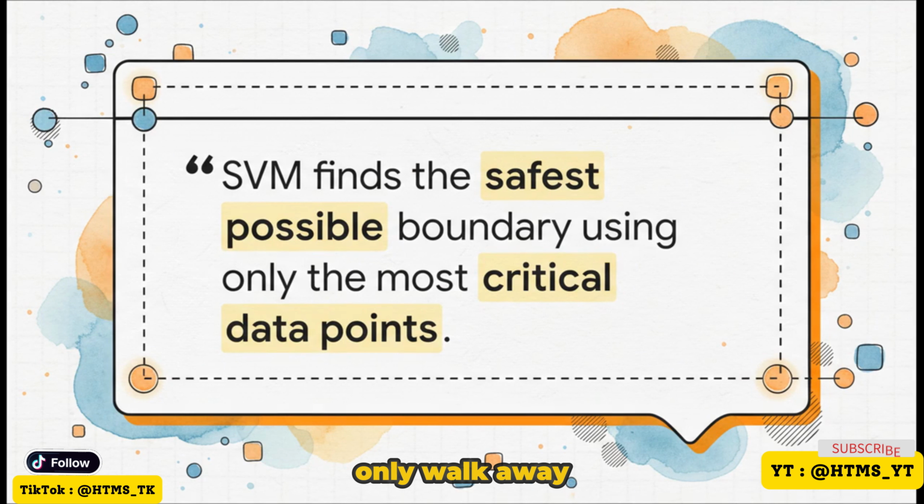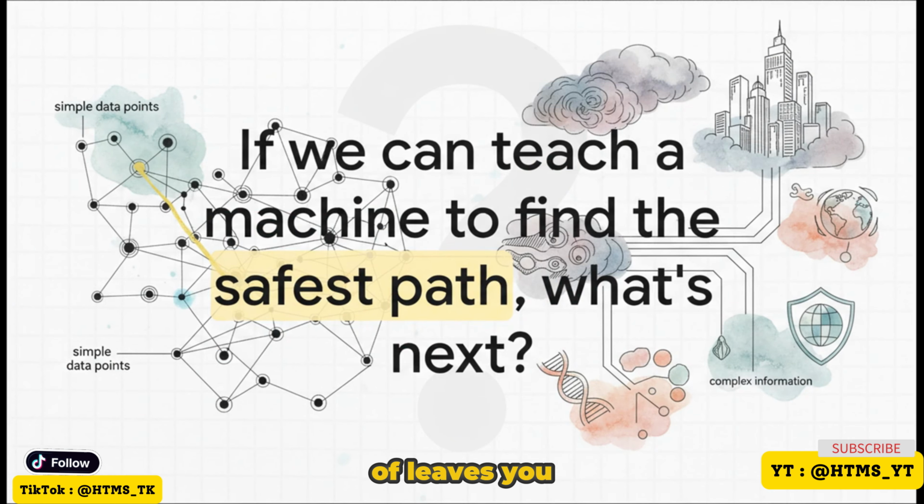So, if you only walk away with one single idea, let it be this. Just remember that an SVM finds the safest possible boundary by focusing only on the most critical, most essential data points. And that kind of leaves you with a pretty cool thought, right? This whole thing is about teaching a machine to find the most optimal, the safest path through a world of messy information. And if we can do that with data points, what other complex problems could we solve by just finding the safest path forward?